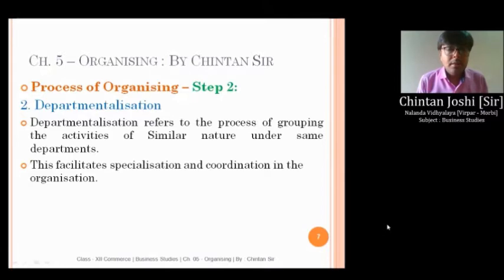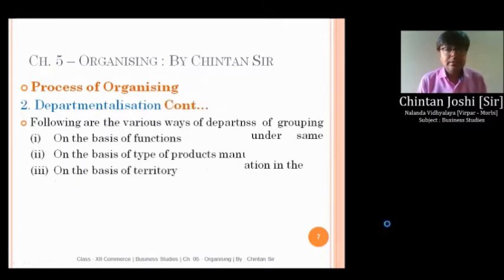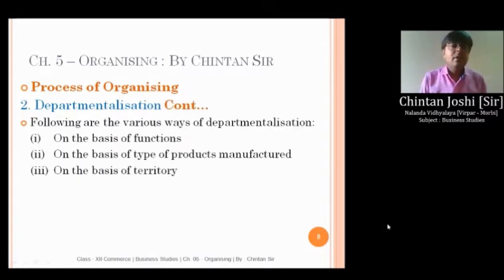Second step, up to now clear. In continuity of departmentalization, right? Following are the various ways of departmentalization. We can go for the departmentalization in three ways. Number one, on the basis of functions. If there are same kind of functions, we can group them under the one heading.